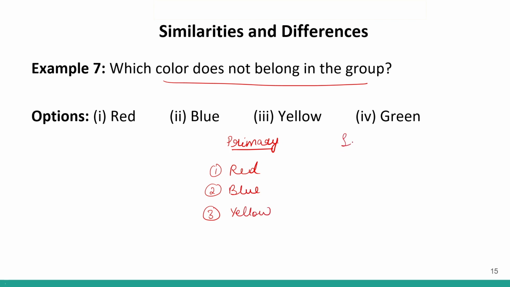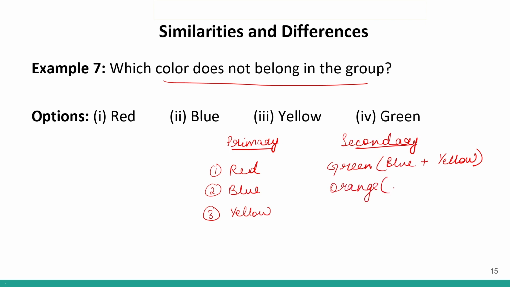Okay. Then we have secondary colors which are made by mixing 2 primary colors. So secondary colors are what? Green. Green is made by mixing blue plus yellow. The next secondary color is orange. Orange is made by mixing red plus yellow. And then the third color is purple. Purple is obtained by mixing blue and red. So these are the 3 secondary colors.